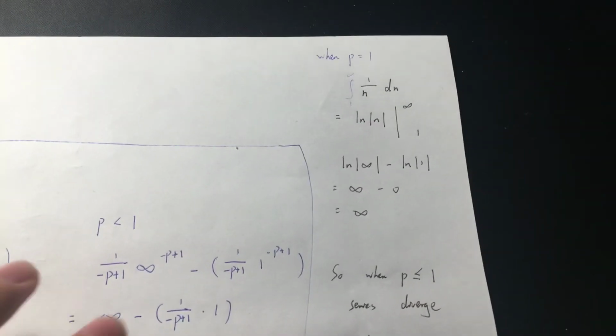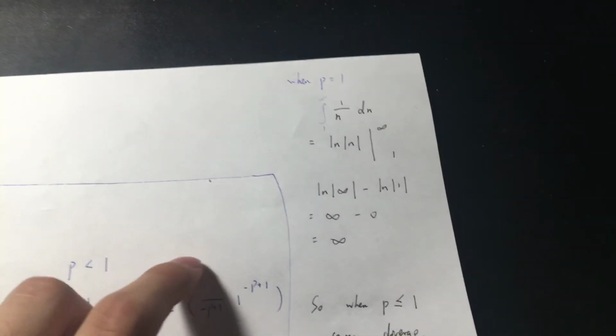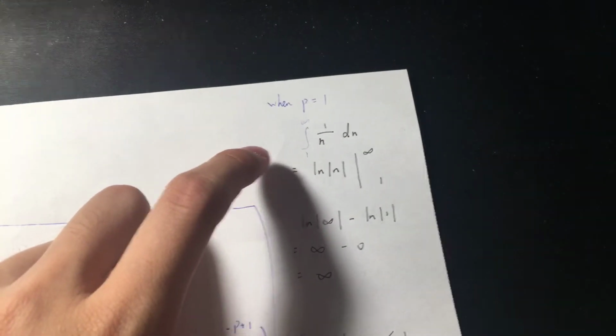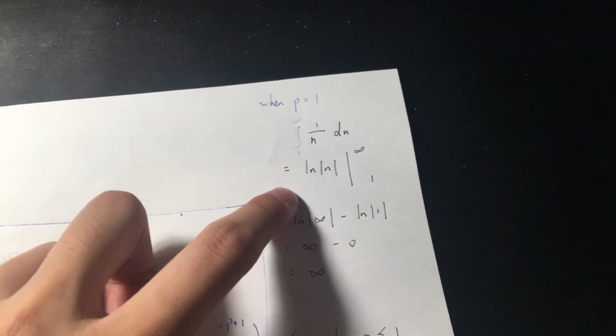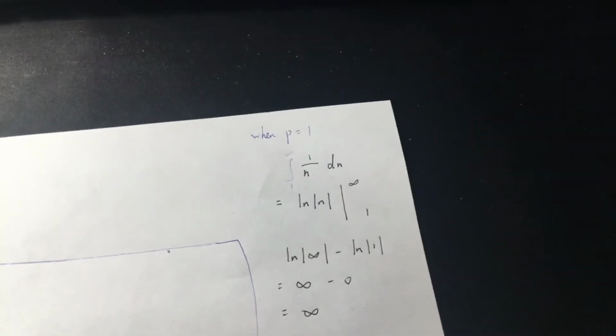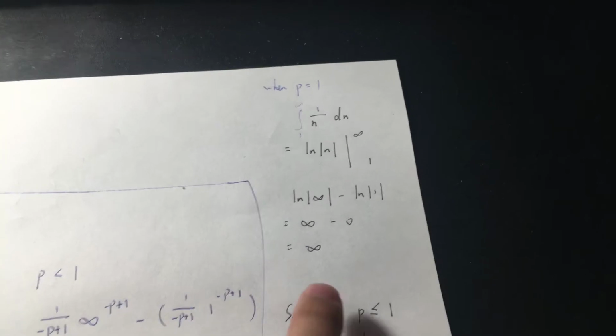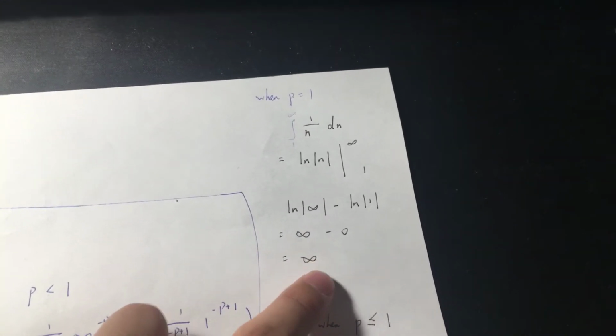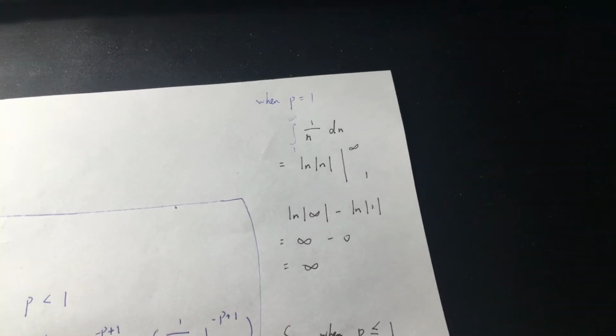And when p equals 1, we have 1 over n, and we need to integrate that. So that will be natural log n. We plug in infinity and 1, that will be natural log infinity minus natural log 1. That will be infinity minus 0. And the final result is also a diverged series.